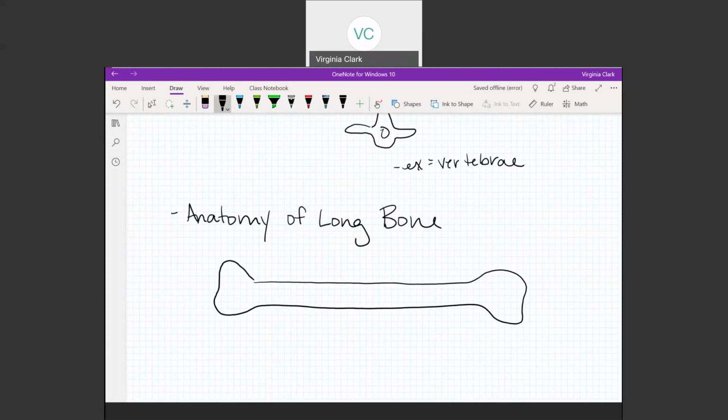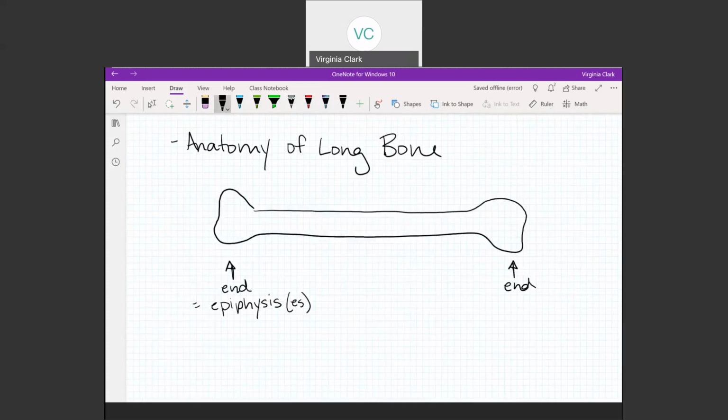There will always be two sides. There will always be one end and a second end. These are going to be called your epiphyses. Epiphysis is one, epiphyses is going to be plural. So you will always have two epiphyses. This is the end of your bone. And then you will have this middle section, or what is called the shaft of the bone. And this is going to be your diaphysis.